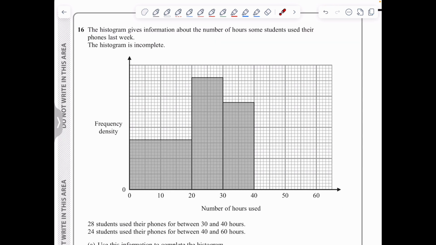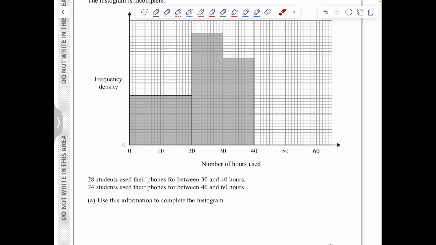In question 16, we've got the histogram giving information about the number of hours some students used their phones last week. Now the histogram is incomplete. Additionally, we are told that we had 28 students using their phones between 30 and 40 hours and 24 students using their phones for between 40 and 60 hours. And we need to use this information to complete the histogram. Now, notice that the vertical axis, the frequency density axis, is not scaled.